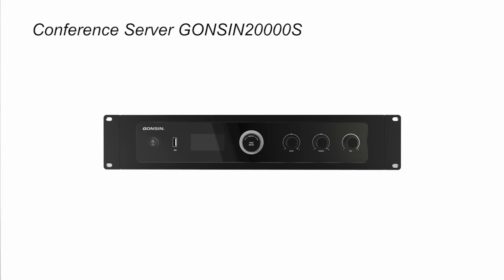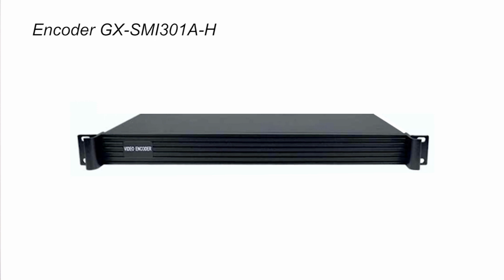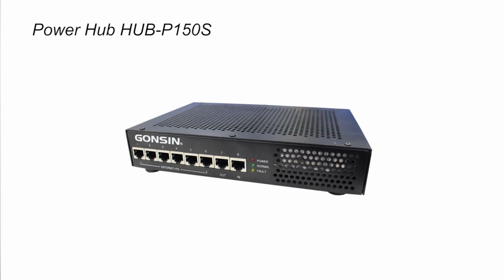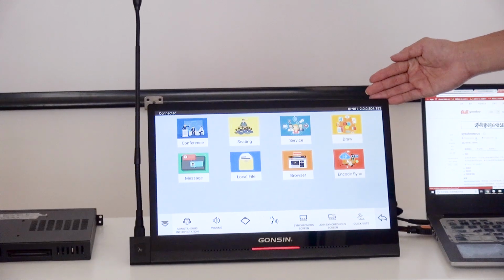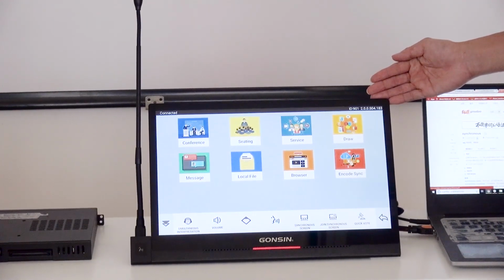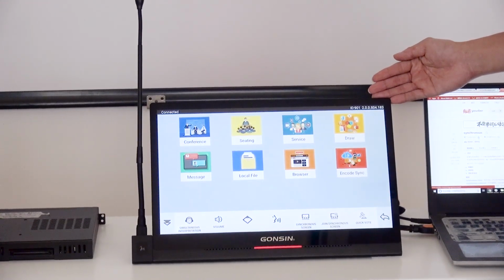It is composed of GONSIN 20X Congress server, desktop paperless data server GX-DX301, coder decoder GX-XMI301AH, switcher network, and with the power function we call Power Hub HUB-P150X. Desktop paperless all-in-one discussion interpretation terminal DCX-2062DI. And then we are going to learn about the main function of desktop all-in-one discussion and interpretation terminal.